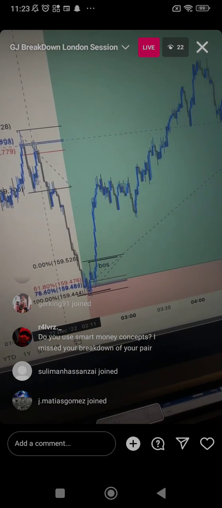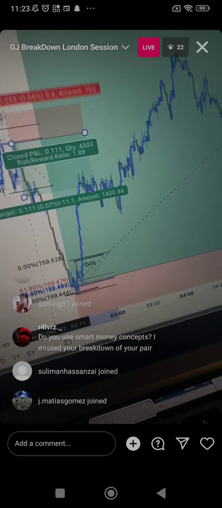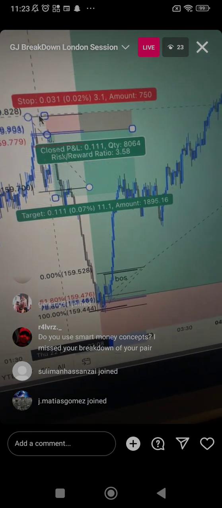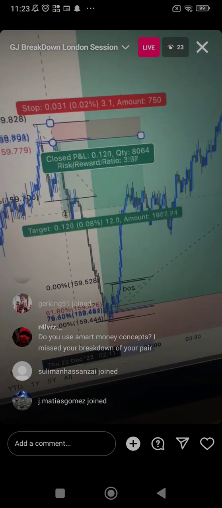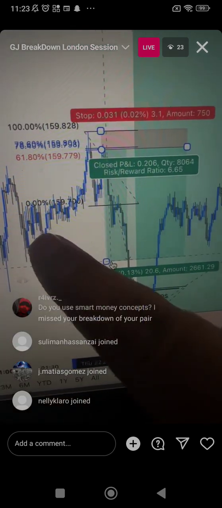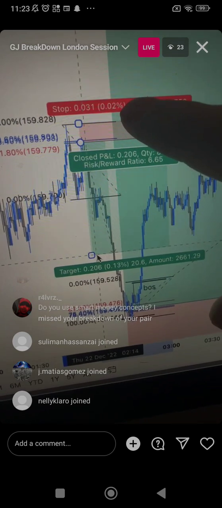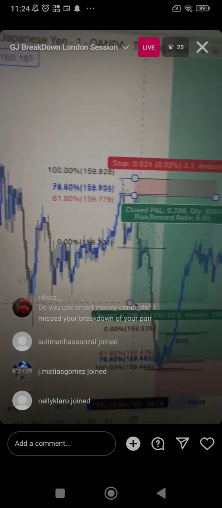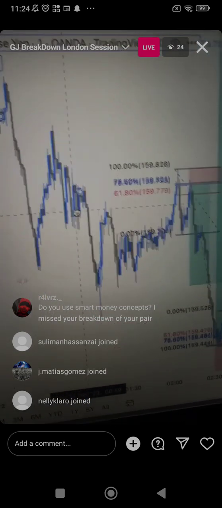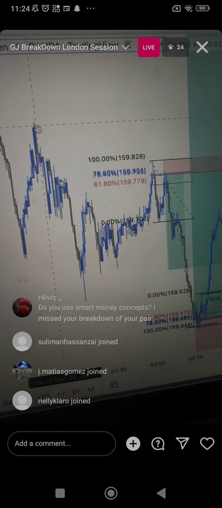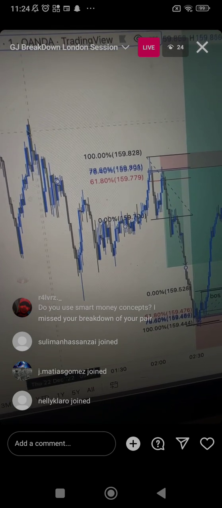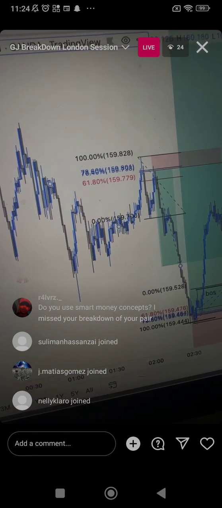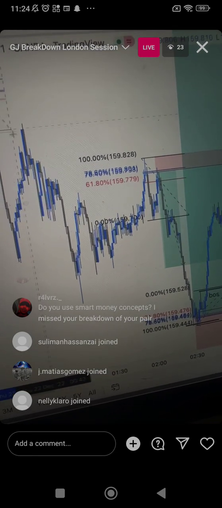So if I would have went short here, you have a 3 pip stop loss, and your targets are always going to be previous lows to the left. So you're doing 3 pips for 20 pips. That is a crazy trade right here. Right? Now, if we continue to go over here again, go from this high to this low into this retracement. This would be about a 30-minute time frame trade.